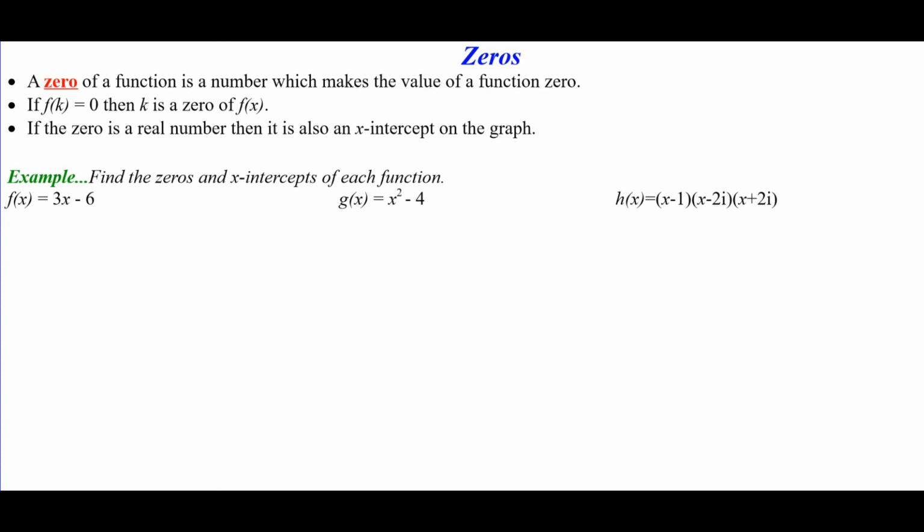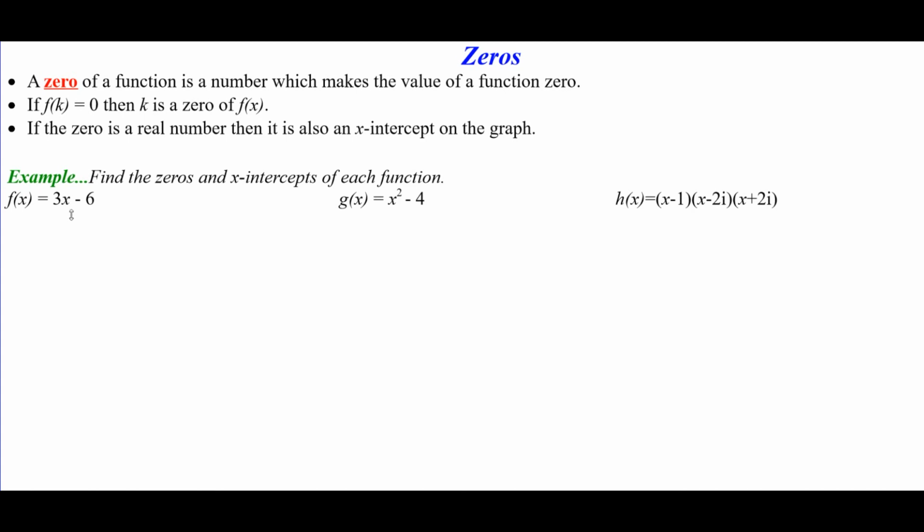Okay, so looking at the zeros of a function, we want to be able to find a zero of a linear function, a quadratic function, and a polynomial function from factored form. So remember that a 0 is any value which when I plug it into the function will evaluate to 0. Also, if that 0 is a real number, then it is also an x-intercept. Zeros can be complex numbers. X-intercepts cannot be complex numbers, so x-intercepts can only be real numbers.